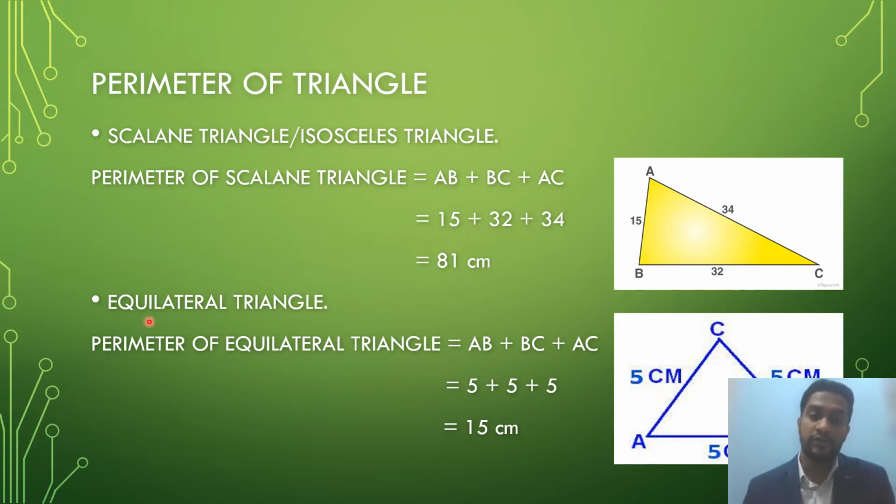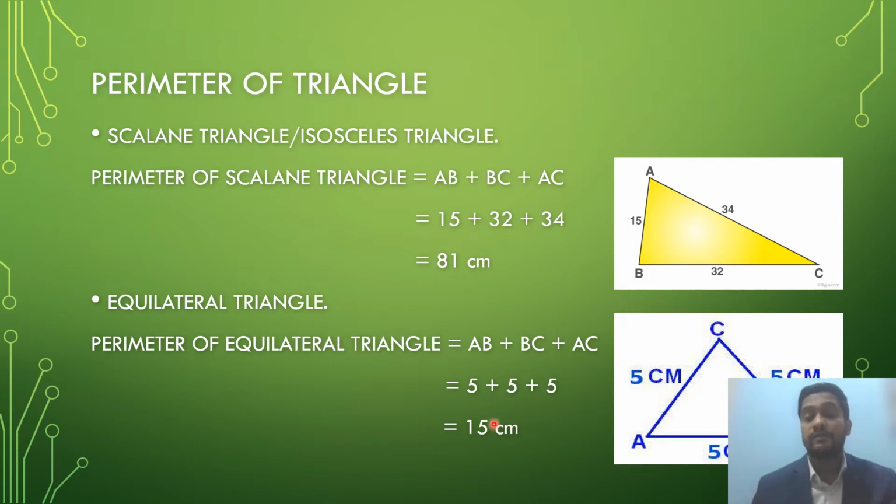Whereas an equilateral triangle, as we know, has all sides the same. So you can simply apply the formula: perimeter of an equilateral triangle is the sum of all sides, 5 plus 5 plus 5 equals 15, where 5 is the side of the equilateral triangle shown in the figure. Instead of writing the sum of all sides, since we know that all sides are equal, you can simply do this.